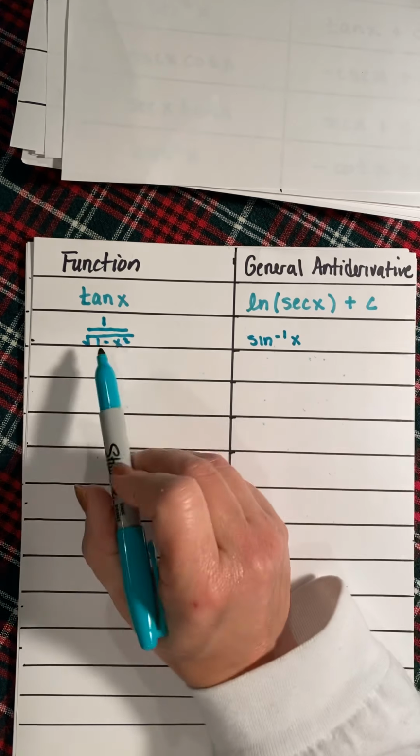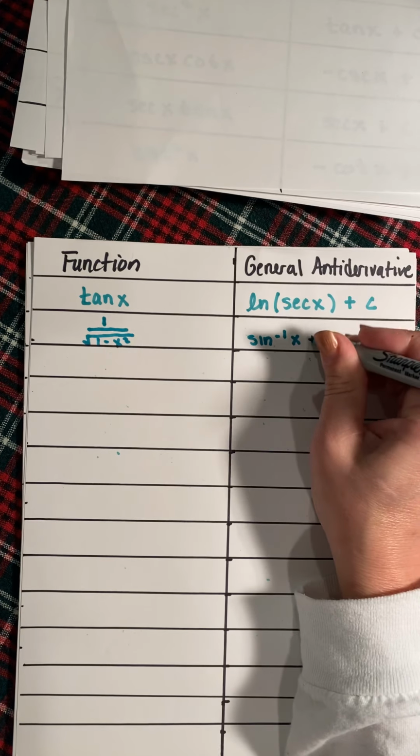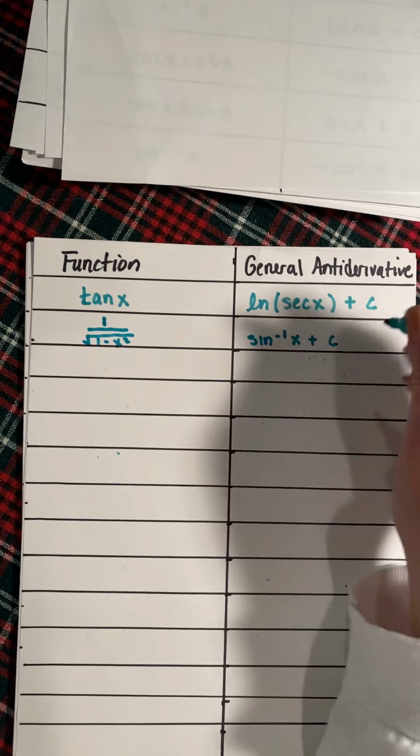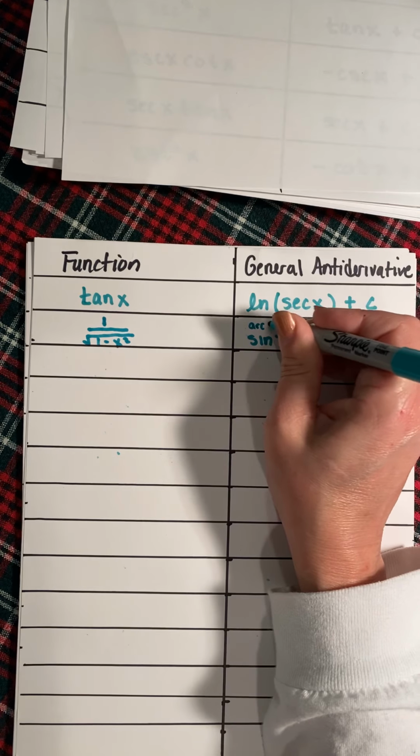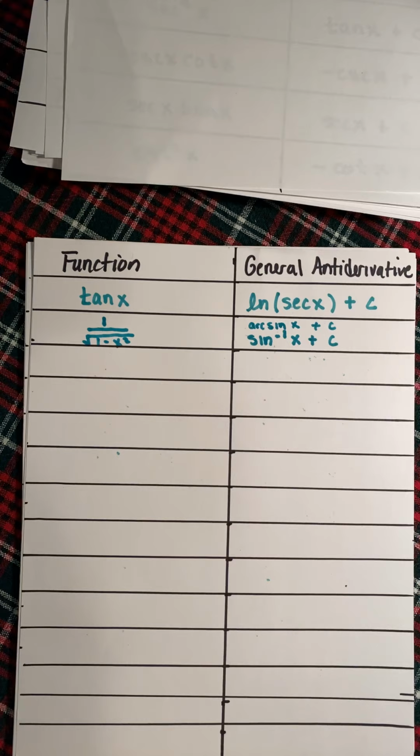Well, the function whose derivative is 1 over the square root of 1 minus x squared is the inverse sine. Notice this can also be called the arc sine, so your book goes back and forth between the two. The arc sine is an alternate way to write the inverse sine.